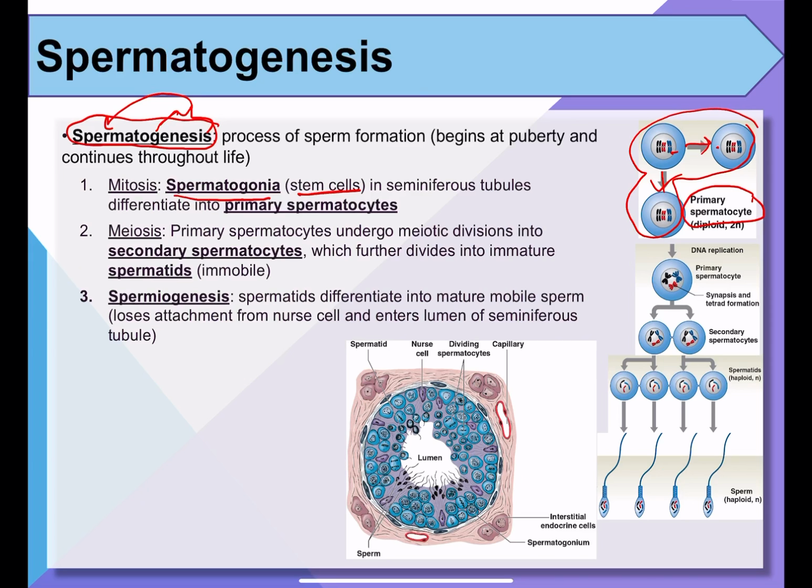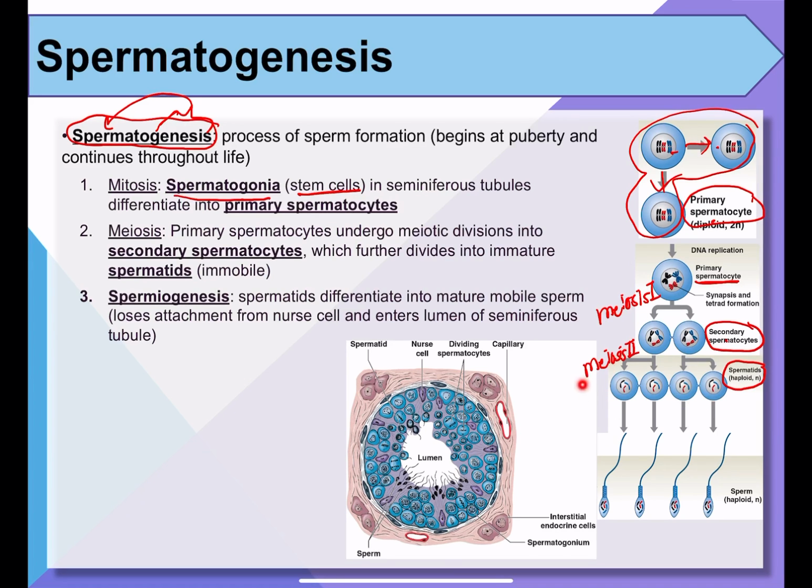All right, so in meiosis, your primary spermatocyte will become the secondary spermatocyte. Primary spermatocytes go through meiosis 1 to become secondary spermatocytes, which will then further divide into immature spermatids. This is the second phase of meiosis. Secondary spermatocytes go through meiosis 2 to become spermatids, which halve the amount of chromosomes into haploids. Up until secondary spermatocyte, they're still diploid, and by the time they become spermatids, they are haploid, containing only half the amount of chromosomes.